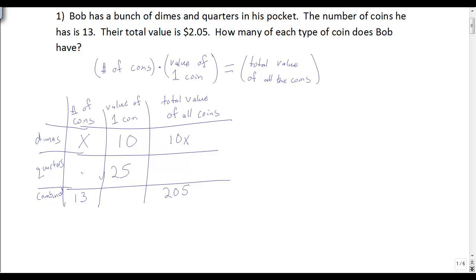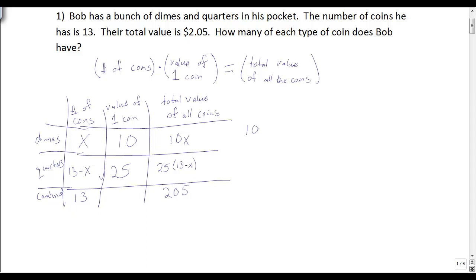Quarters, well, there's a couple ways to do this. The way these generally get introduced is: I have 13 total coins, x of them are dimes, so that means 13 minus x of them are quarters. If you did x plus 13 minus x, the x and minus x would cancel and you'd be left with 13. So I have 13 minus x quarters. That means the value of the quarters is 25 times 13 minus x. Then I can add up the value of the dimes plus the value of the quarters, and that should give me the 205. So after all of this, I get an equation.